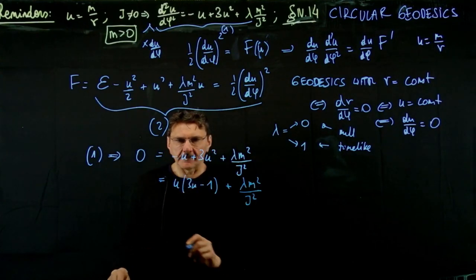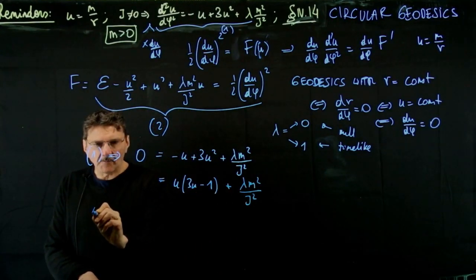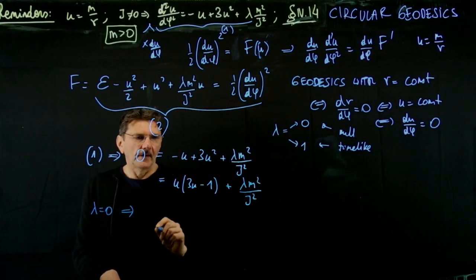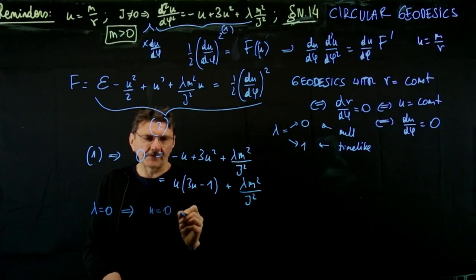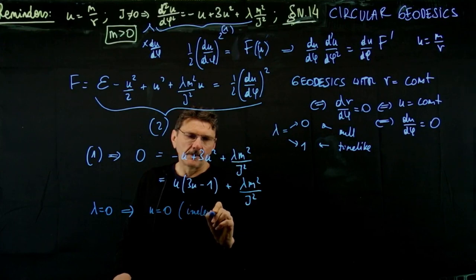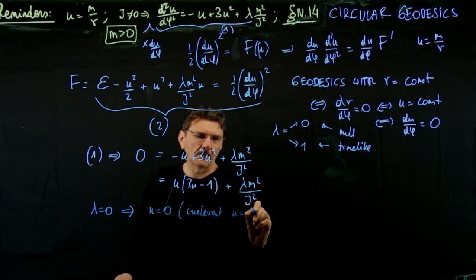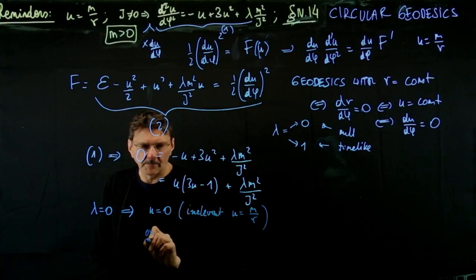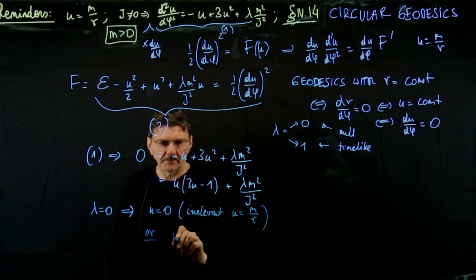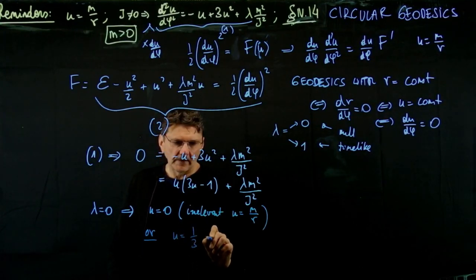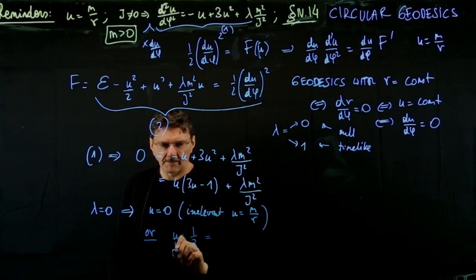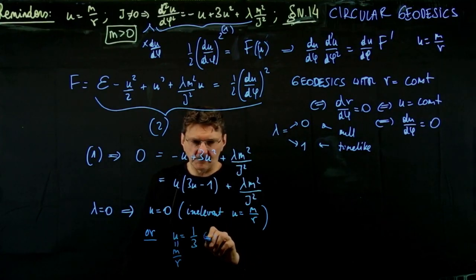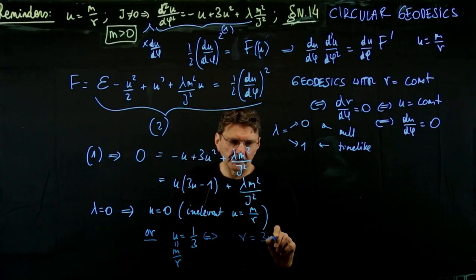And let's see, if lambda is equal 0, which is the case of null geodesics, I get either u equals 0, which is irrelevant because u is m over r, right? So that would be at infinity, so that's not very interesting. But then, or I get that u is 1/3. And u is m over r. So which is the same as r equal 3m.